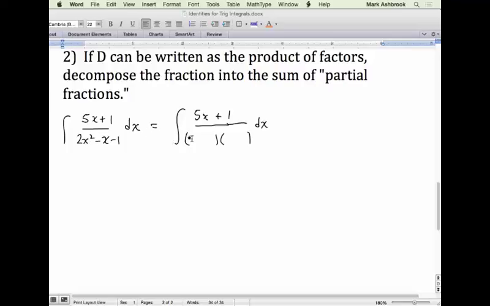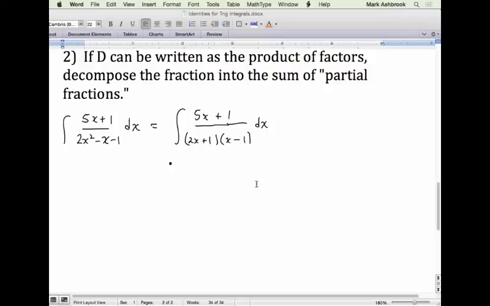So we know we're going to have a 2x and an x, and then we need a plus 1 and a minus 1 so that the middle term is minus x. So plus or minus here? Plus here, minus here. Okay, so now we've got the right situation for this thing called partial fractions.